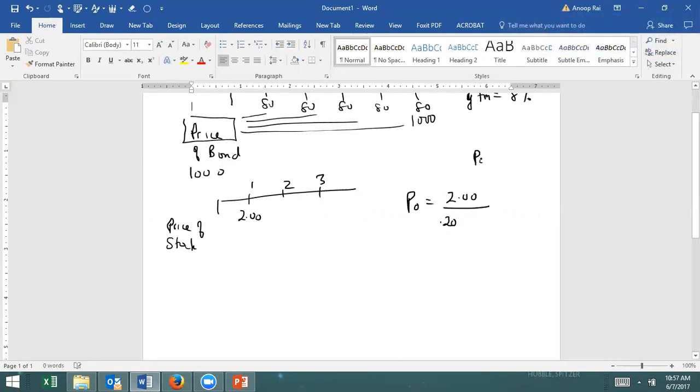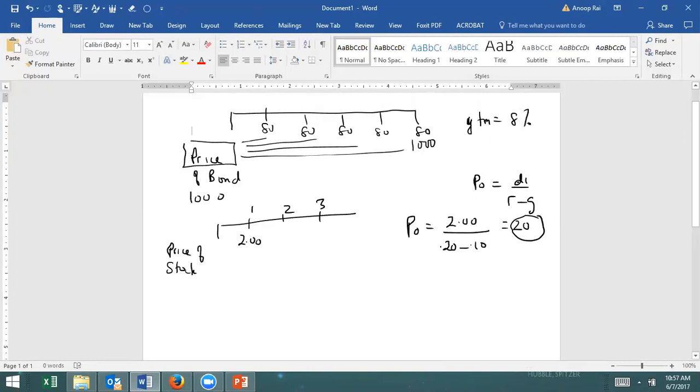Oh, I forgot to put the formula down. The formula is 20 minus 10, let's say, so it's 0.10. So 2 divided by 0.10 will be $20. Now, the question here is, how did the market come to say 8% is good for this bond, and R here, 20%, is what is demanded by the market? So that's where we are headed.